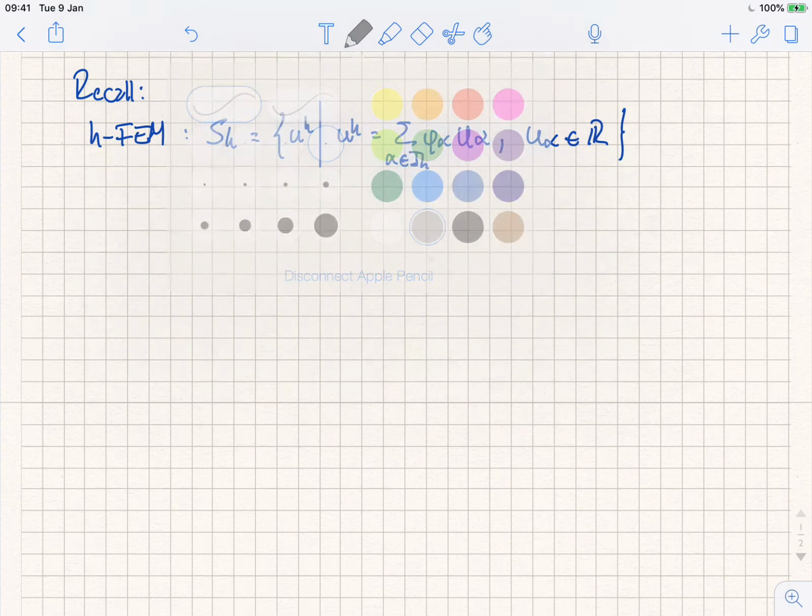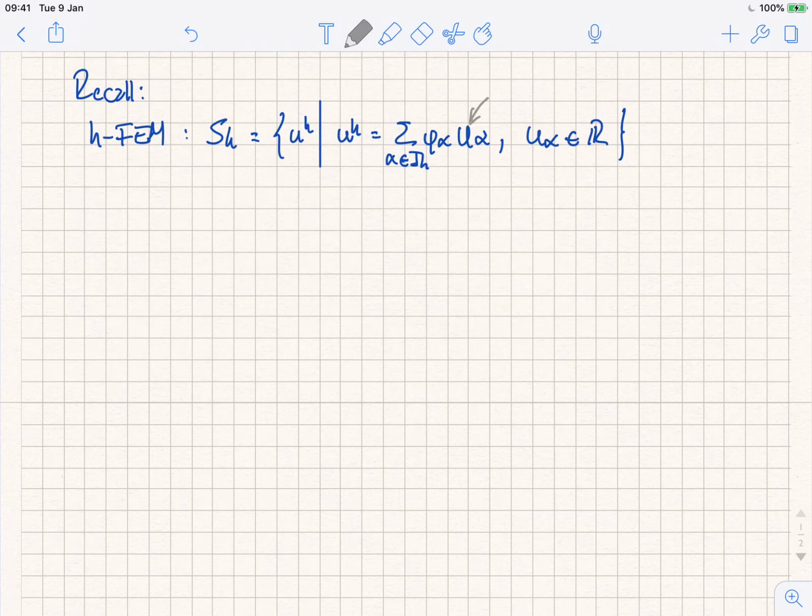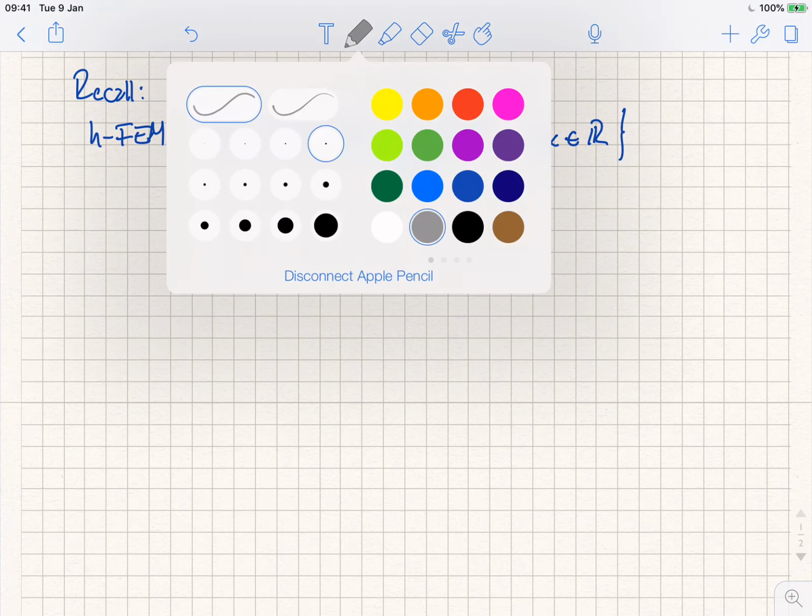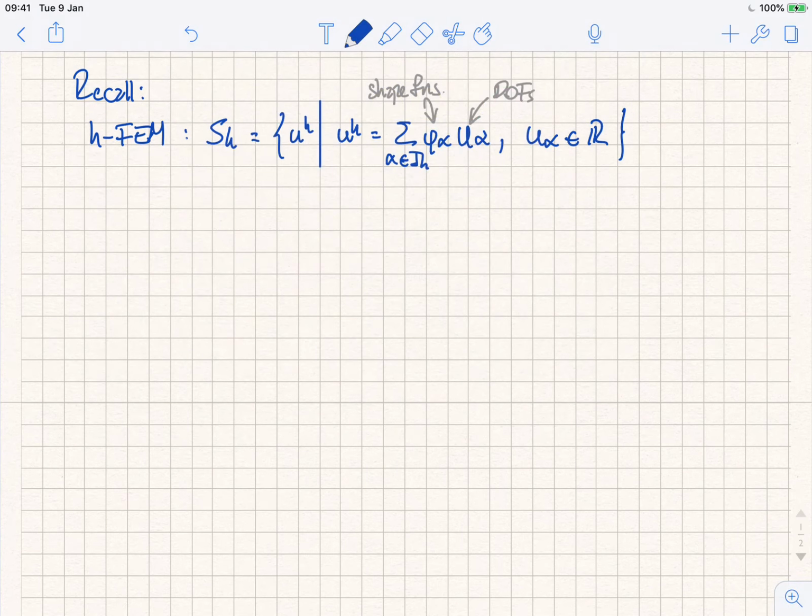So let's just complete here. You all know already these are the degrees of freedom, and these are our shape functions. This is our standard finite element space. But as you would expect, this is not going to take us very far for some problems.